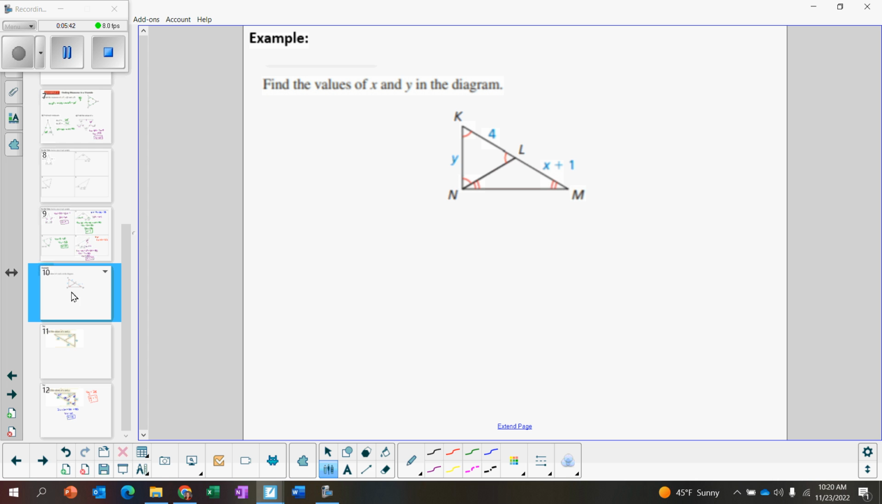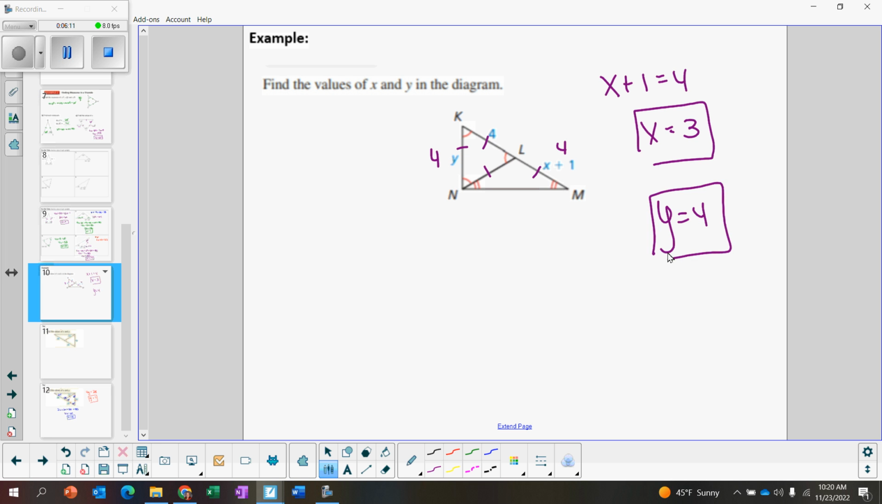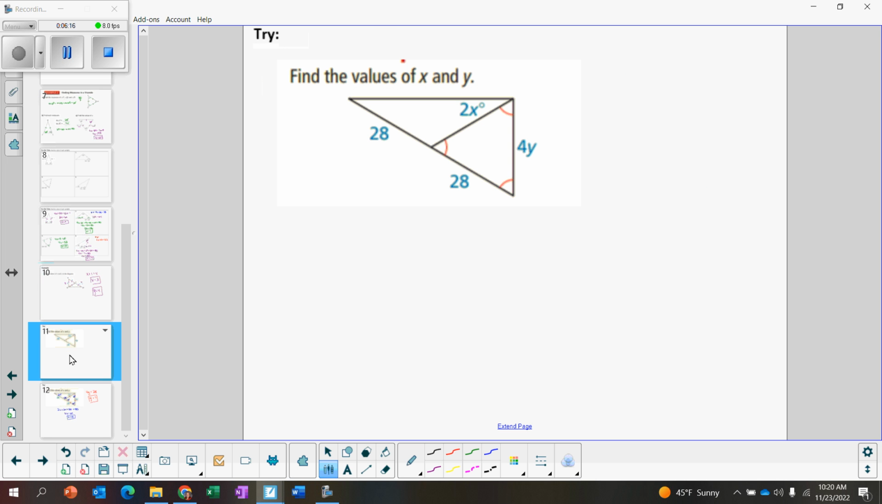All right, so here I'm given a lot of angles marked the same. So in this triangle, if all 3 of these angles are marked the same, then all 3 of these sides are the same. And if angles M and LNM are congruent, those are base angles, which means LN would be the same as LM. So all of these sides are exactly the same. So they're all 4. So I could say that x plus 1 equals 4, and get x is 3, and y just equals 4. So you're going to go ahead, try this last one. Pause. When you're ready to see the answer, hit play.